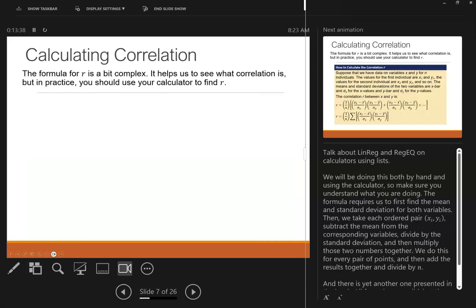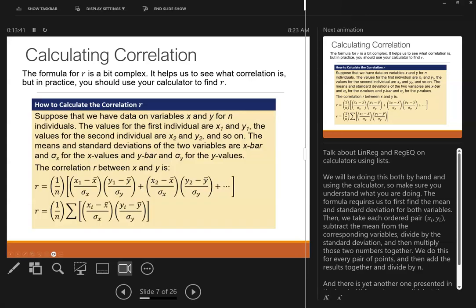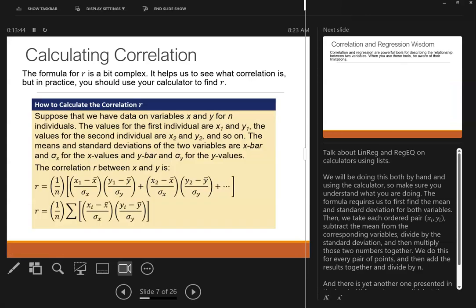All right, so let's talk about how we do the calculation. Here's the formula. It's going to be 1 over n times the sum of the first x value minus the mean for the x's, divided by the standard deviation of the x's, times the first y value minus the mean for y's divided by the standard deviation of y's, plus I'll do the same thing for the second values and the third values and the fourth values for the entire data set. We'll add up all those products, and that's going to be our R.